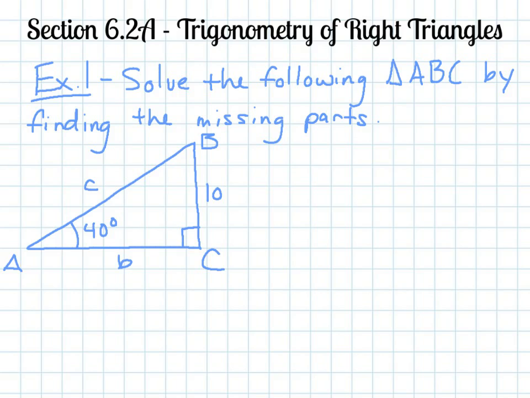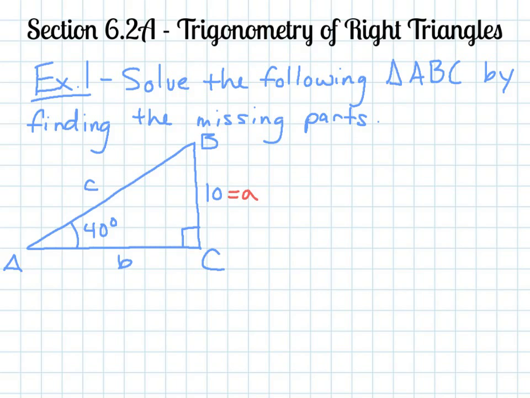Okay, so example 1, solve the following triangle ABC by finding the missing parts. They're giving you the angle A, which is 40 degrees, the side A, which is opposite of the angle A, which is 10. And they also gave you that angle C is 90 degrees, but they'll always give you that. So your job is to find angle B, side B, and side C.